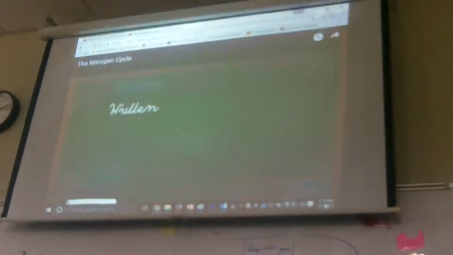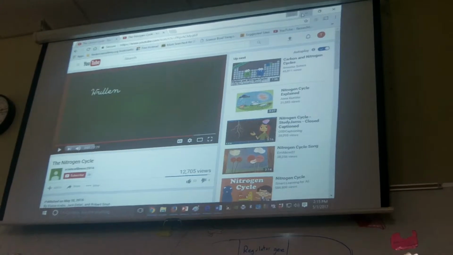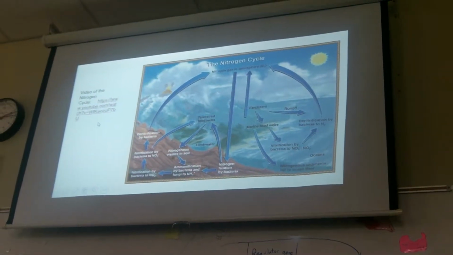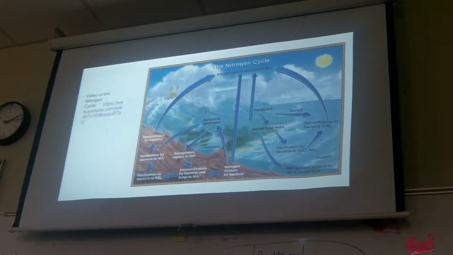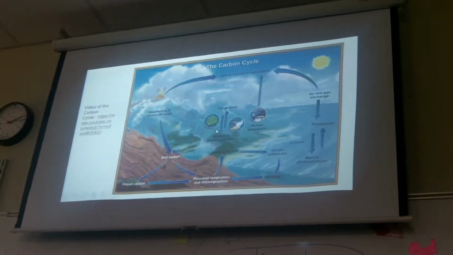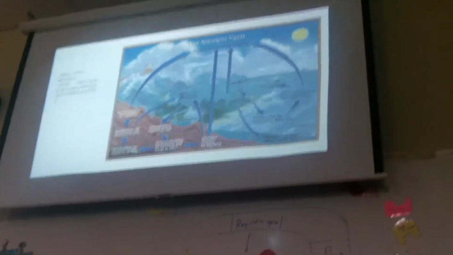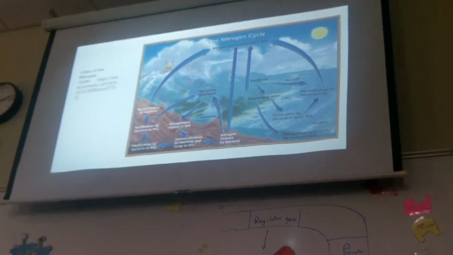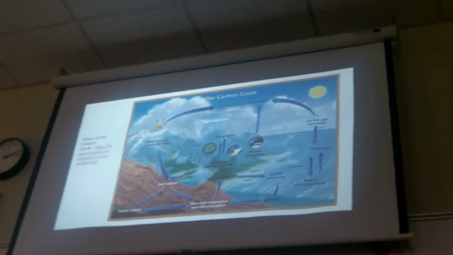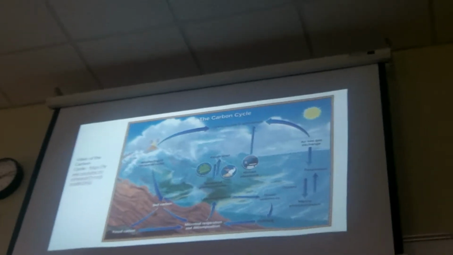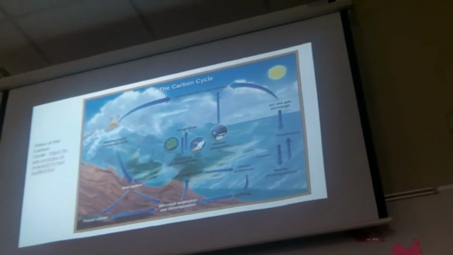That was good. Glad you decided you wanted to do that. Okay, that's the nitrogen cycle. 10 points if you could tell me what organisms have the ability to remove nitrogen from the atmosphere and make it into usable compounds for living things.